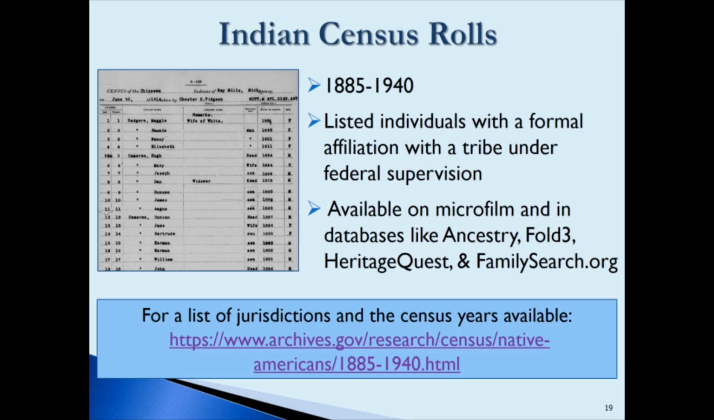An act of Congress of July 4, 1884 required the Bureau of Indian Affairs to begin recording an annual census on most Indian reservations in the United States. These are different from the U.S. Census Indian population schedules discussed earlier. The Indian census rolls were taken from 1885 to 1940, but there is not a census for every reservation or group for every year.